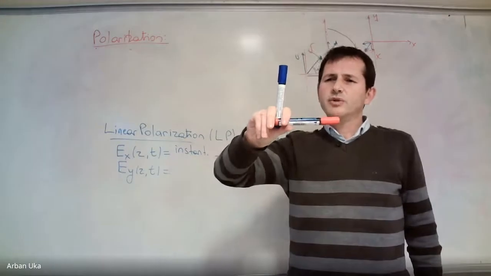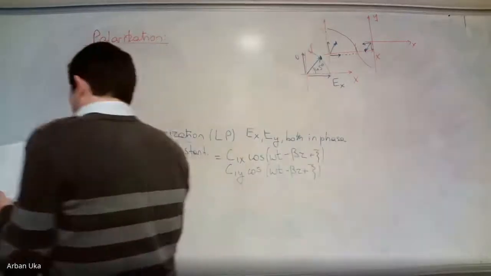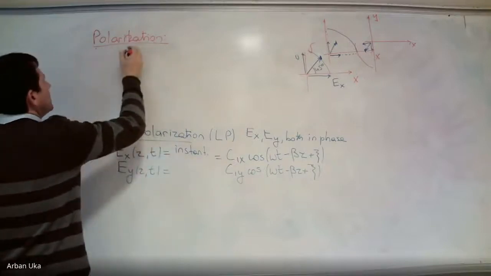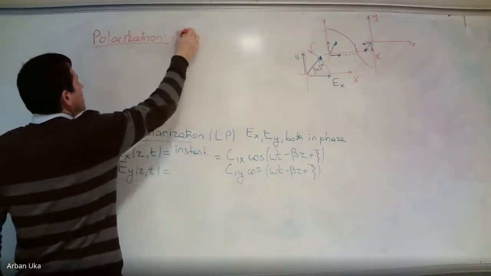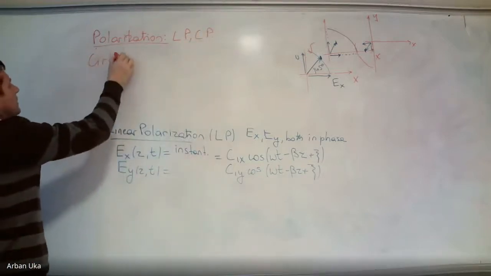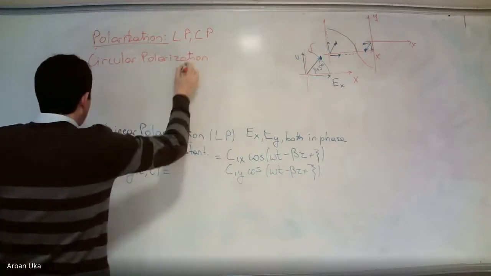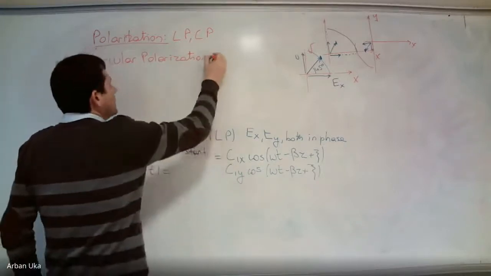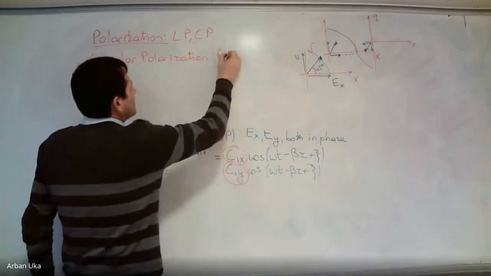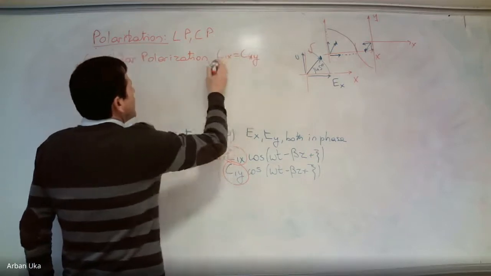But apparently, there is a possible configuration where you'll see it rotating. And how can this be? This is made possible whenever... So this was linear polarization. Now we're going to see circular polarization. And circular polarization is one where the amplitudes are equal. So if we have here C1x and C1y, these two are equal. Let me write it like this: C1x is equal to C1y, but they are out of phase.